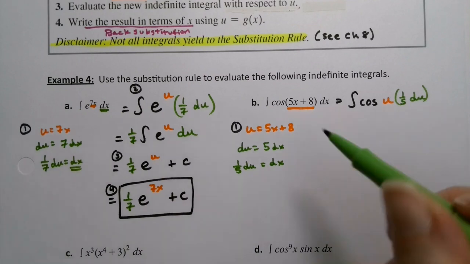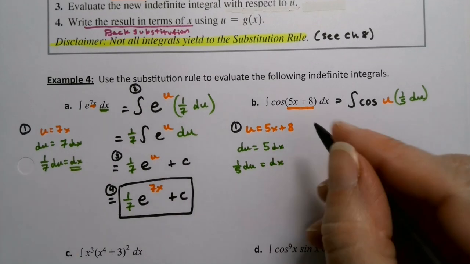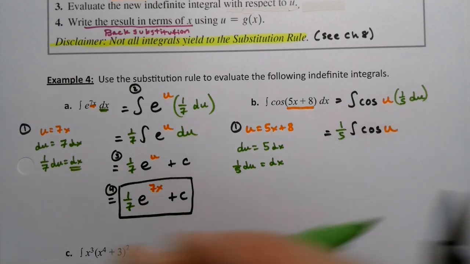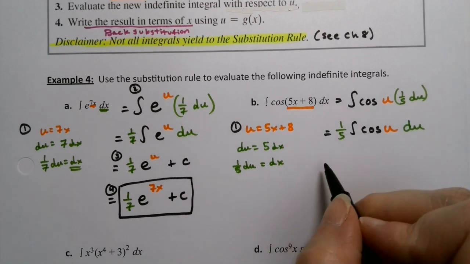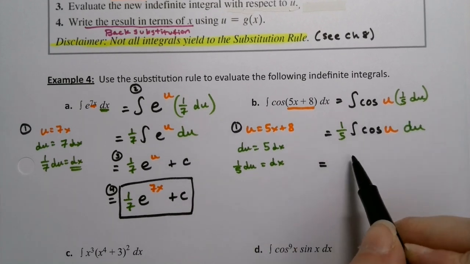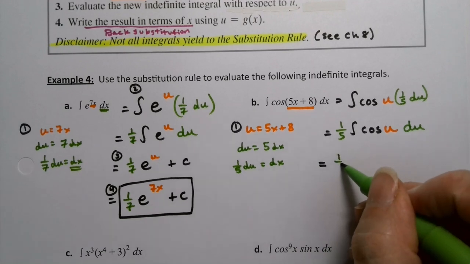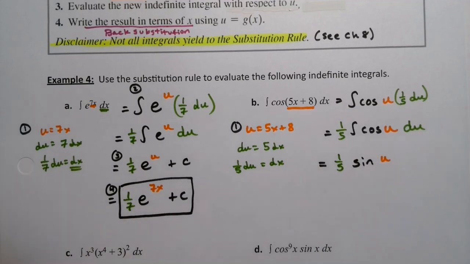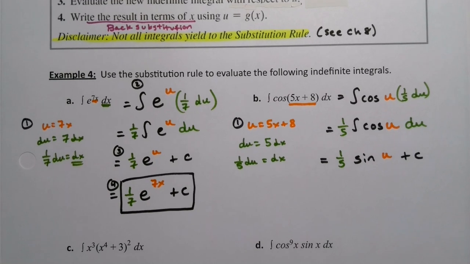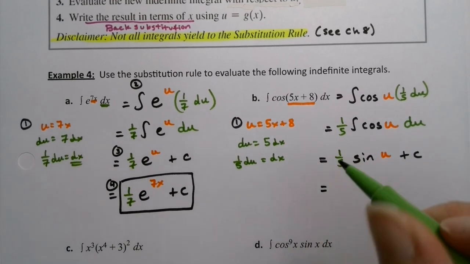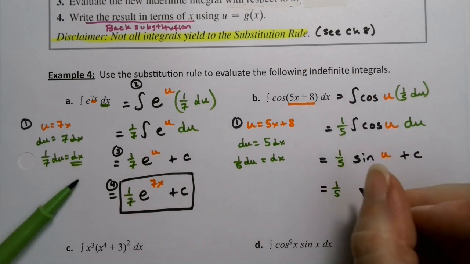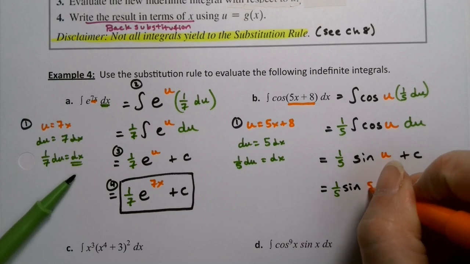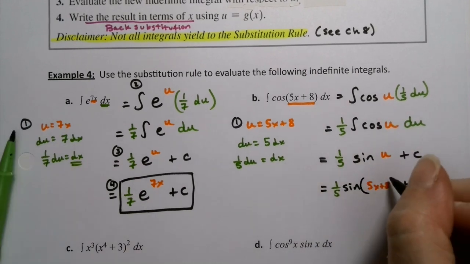All right, well, again, I'm going to rewrite that as 1/5 integral cosine of u du. Okay, so the integral of cosine is sine. So this would be 1/5 sine of u plus c. Love those constants of integration for indefinite integrals. And that would be 1/5 sine of 5x plus 8. And we're done.